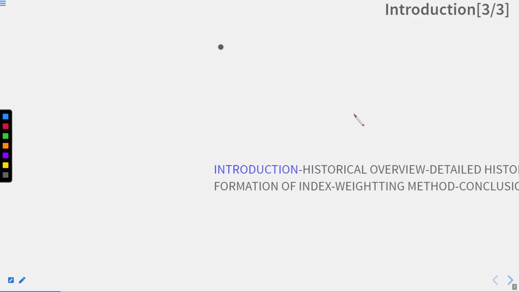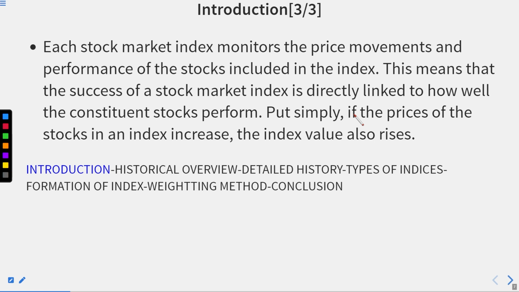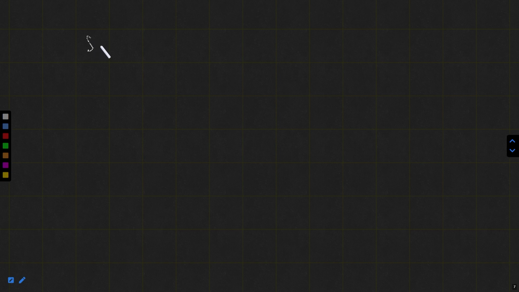All right, now each stock market index monitors the price movements and the performance of the stocks included in the index. This means that the success of a stock market index is directly linked to how well the constituent stocks perform. Put simply, if the prices of stocks in an index increase, the index value also increases. For example, suppose this is the stock index, and suppose it has registered 10 stocks.